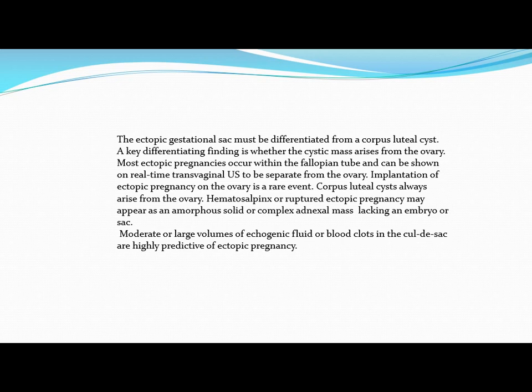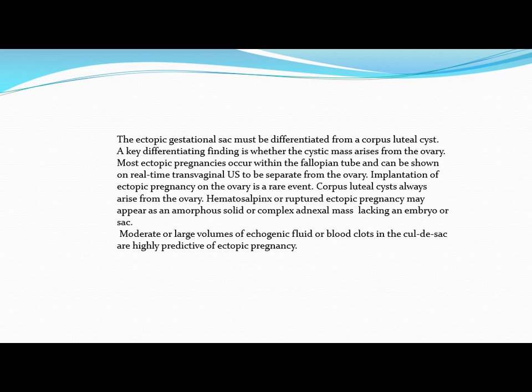Most ectopic pregnancies occur within the fallopian tube and can be shown on real-time transvaginal ultrasound to be separated from the ovary. Implantation of ectopic pregnancy on the ovary is a rare event. Corpus luteal cysts always arise from the ovary.